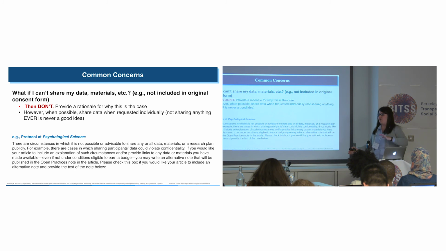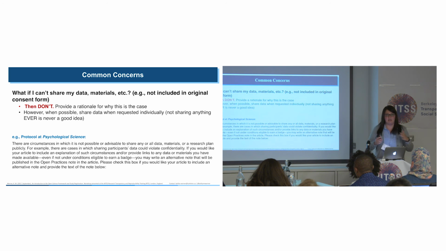So not only what if you don't want to do these things, but what if you just can't? So what if you can't share your data? So this might be because you didn't include it in your participants' consent form. I've only started doing this recently because technically you have to have participants' permission, at least in psychology, to share their data openly and publicly. So if you don't have that, can you technically share that publicly? It depends. And so in any scenario you can think of, if you can't share your data or your materials for whatever reason, then don't.